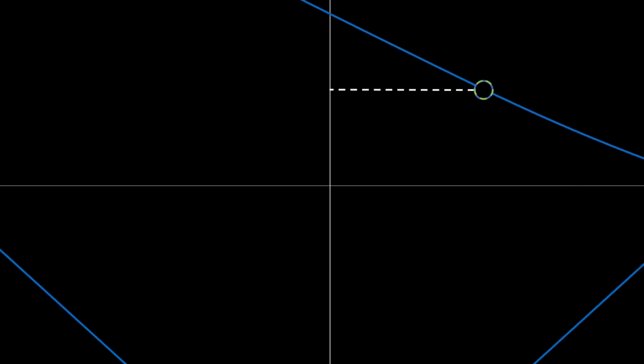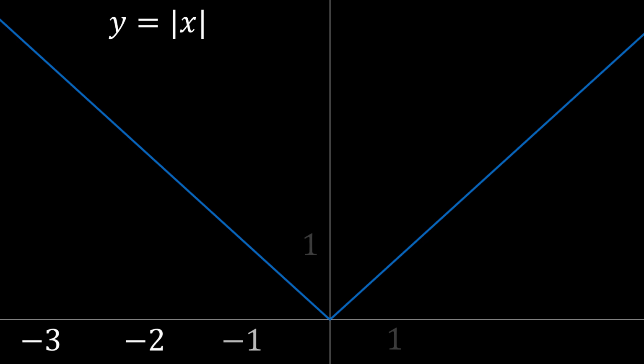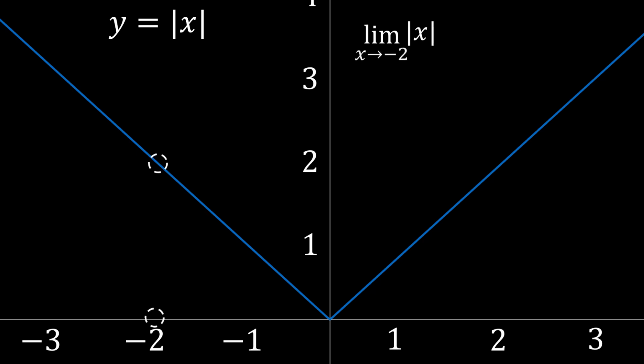Let's dive into a concrete example. Consider the graph of y equals absolute value of x. If we wanted to see how this function behaves around x equals -2, we can ask what the limit of absolute value of x is as x approaches -2. Mathematically, we would write this limit as lim as x arrow -2 of absolute value of x. This is read as the limit of absolute value of x as x approaches -2.